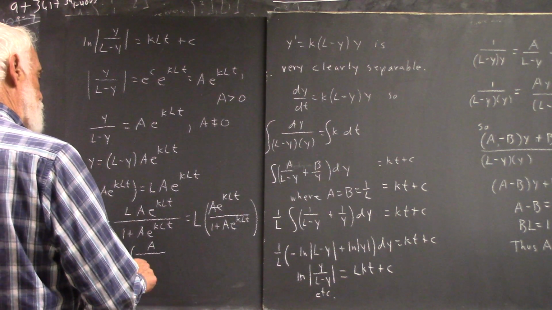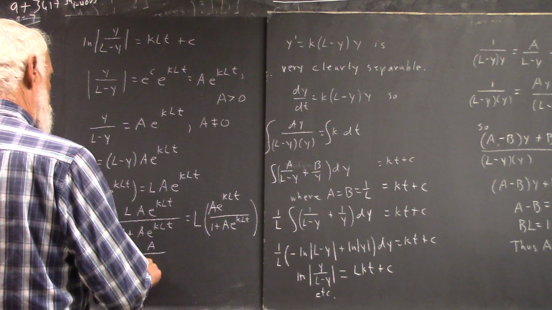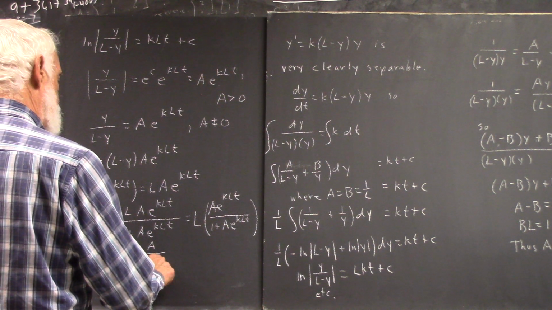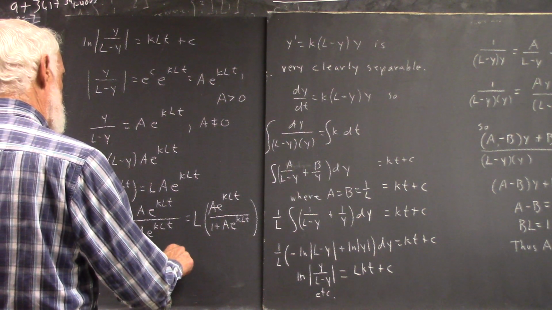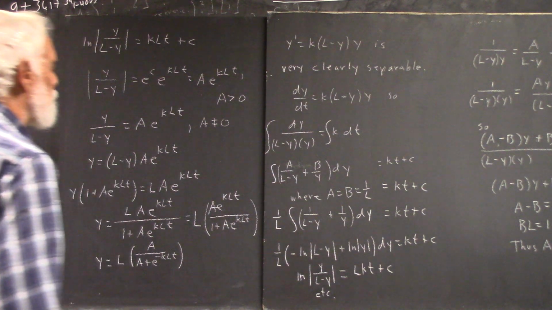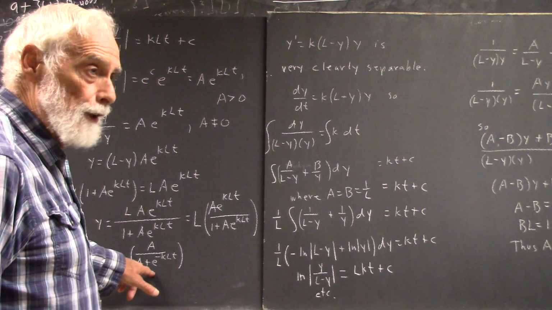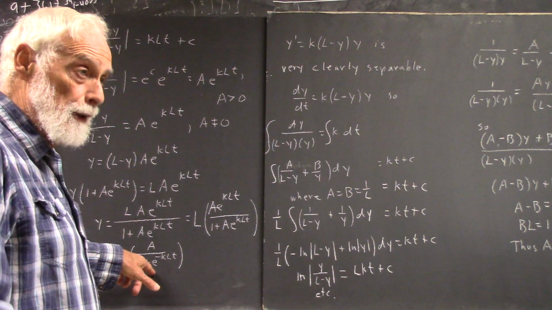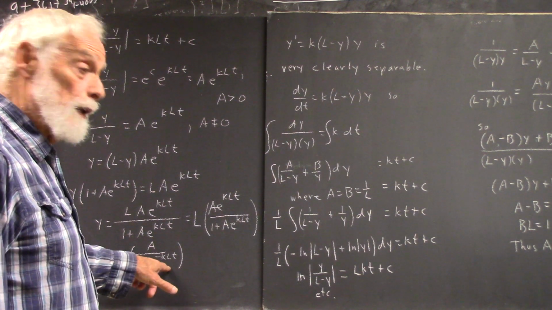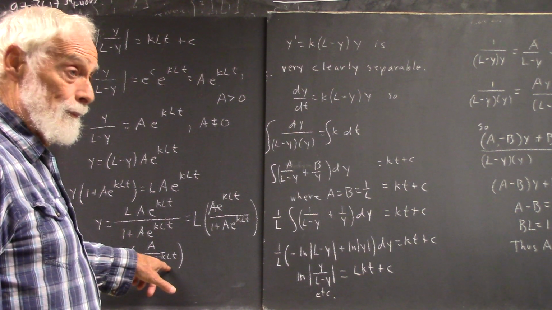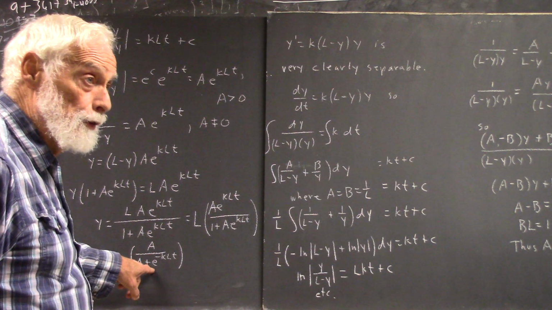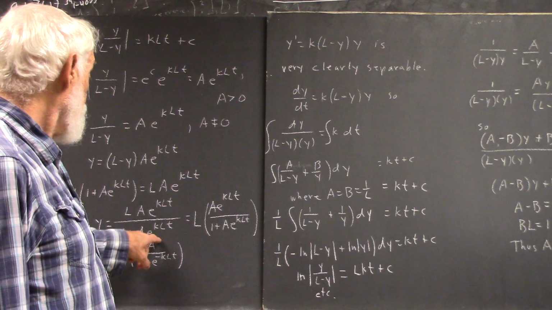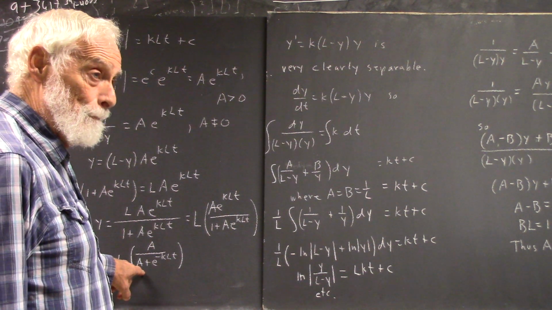It's L times A over A plus e to the negative KLT. Multiplying numerator and denominator by e to the negative KLT, which is like dividing by e to the KLT. Then you only have one exponential term here. And this term clearly approaches 0 as t approaches infinity, so you approach A over A.